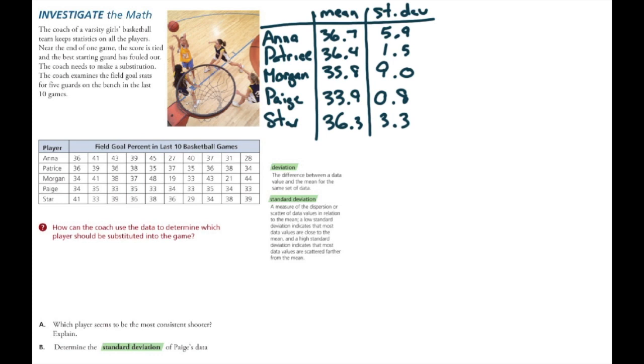But if you're the coach, that's your decision. If I was the coach, I'd pick Patrice to take the last shot, but that's my decision.